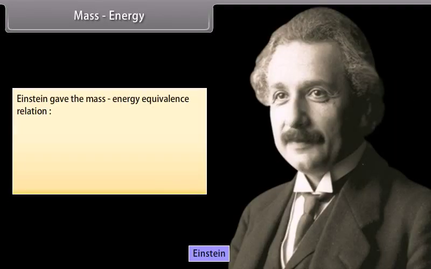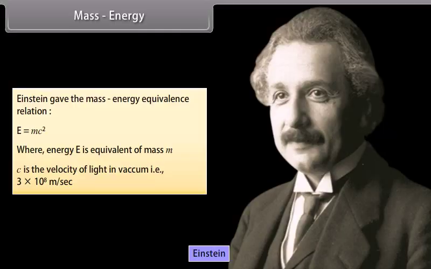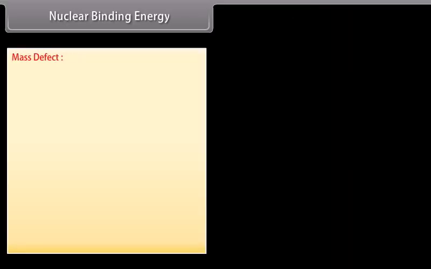Mass energy. Einstein gave the mass-energy equivalence relation: E = mc², where energy E is equivalent of mass m, and c is the velocity of light in vacuum, that is 3 × 10^8 meter per second. Nuclear binding energy. Mass defect.